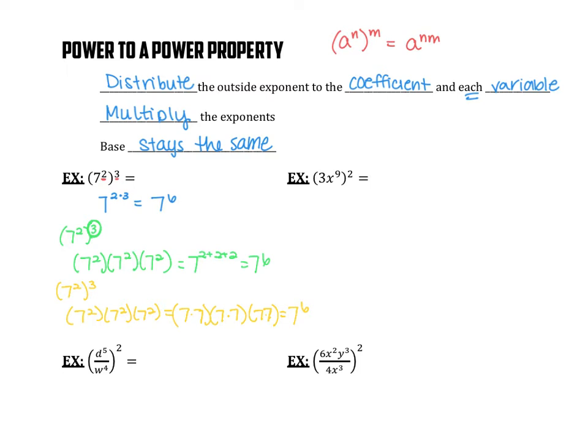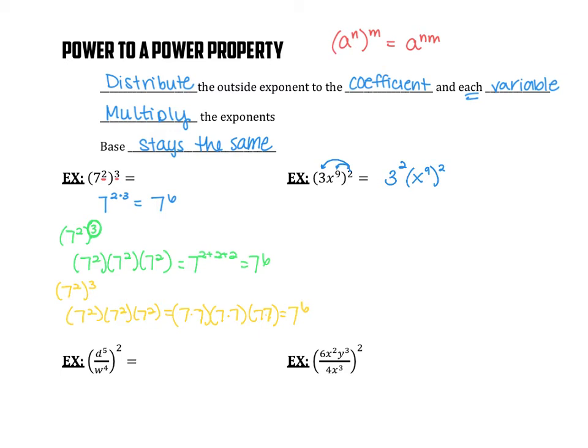Okay, well, that was just one. Now let's step it up just a notch to see what it looks like when we do this with a little bit crazier numbers, like 3x to the 9th squared. So I'm going to take this outside exponent and I'm going to distribute it to the coefficient because it doesn't already have an exponent. And I'm going to distribute it to the exponent x to the 9th. So what that looks like is 3 squared x to the 9th squared.